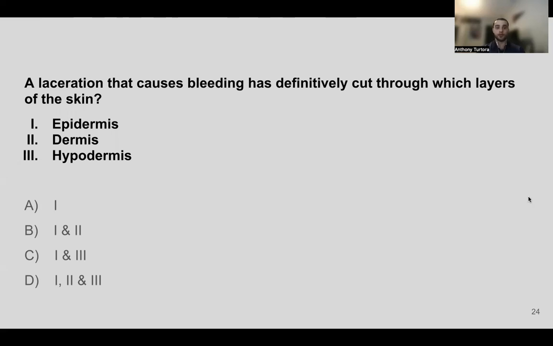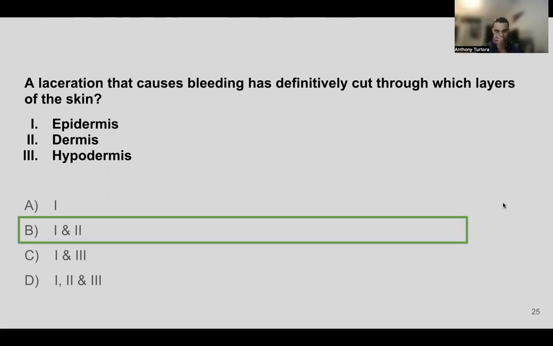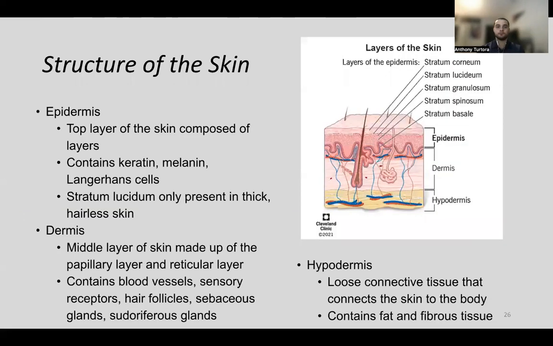So I can cross out A and I can cross out C. I also know that 1 has to be right, as the epidermis is the top layer. And so if it hit the dermis, then it must have hit the epidermis. But did it hit the hypodermis? This we cannot be definitively sure of, because we know blood vessels are in the dermis, but we don't have enough information to say if the laceration went through and hit the hypodermis. So the answer here is B. So Roman numerals 1 and 2 are correct.